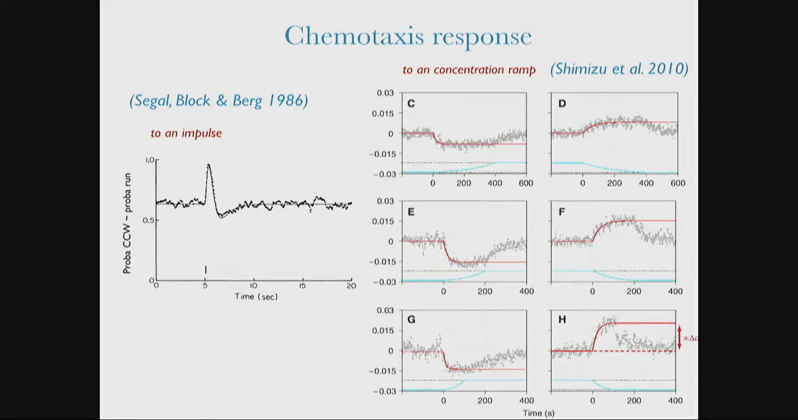And if they put a bigger ramp, meaning with a larger R, then you see the response is larger. And you can calculate how the response depends on the rate of that ramp. And what this really shows is that the bacterium is really sensitive to the logarithmic derivative of the concentration.